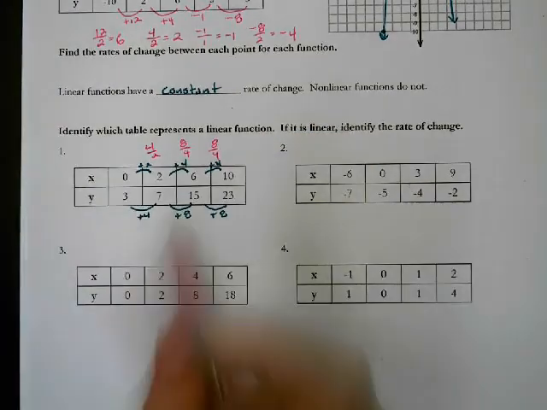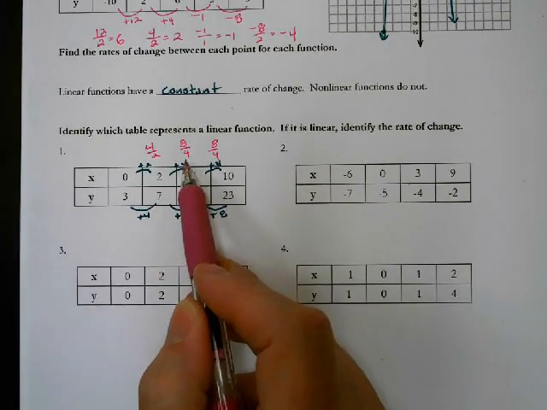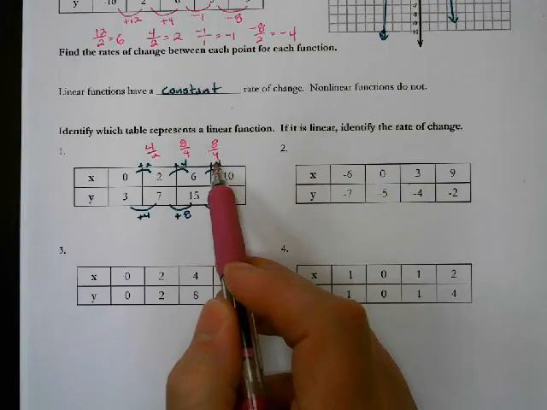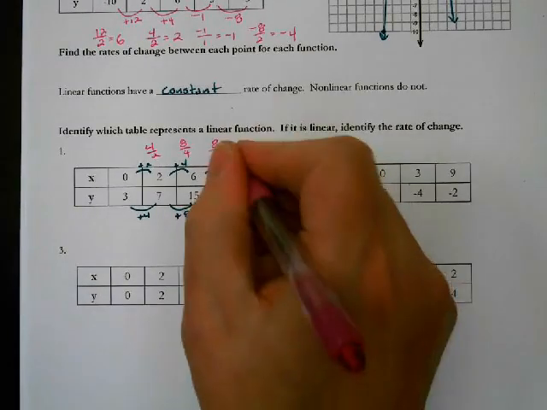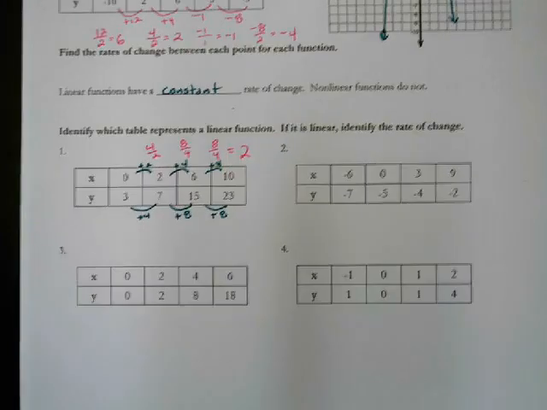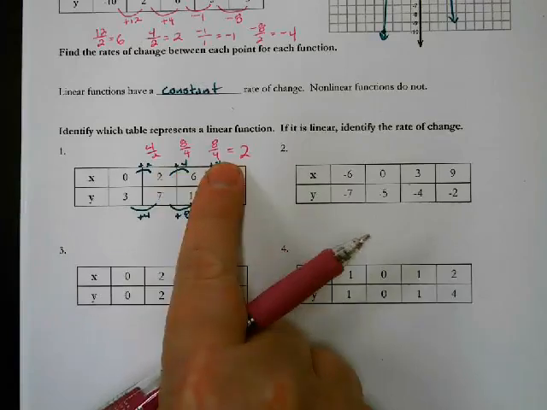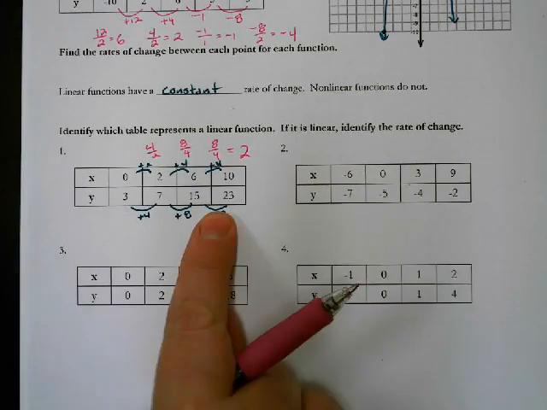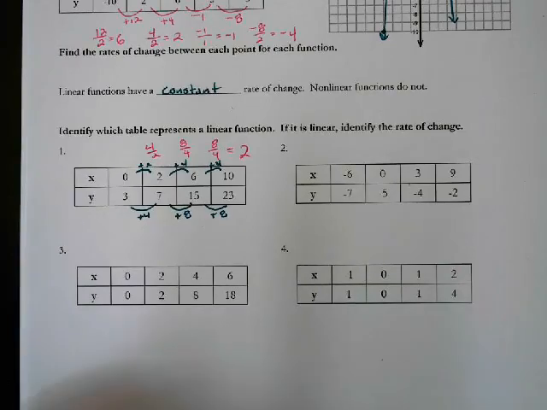What does this reduce to? 2. What does this reduce to? 2. What's this reduce to? 2. It reduces to the same amount each time. It reduces to 2. It's a constant rate of change. No matter what I do, no matter which points I pick, they all reduce to 2. Therefore, this is a linear function.